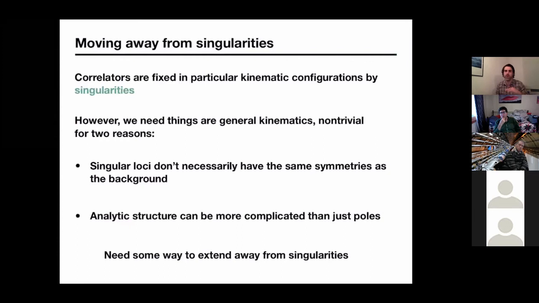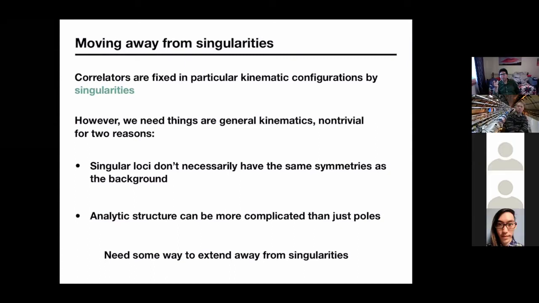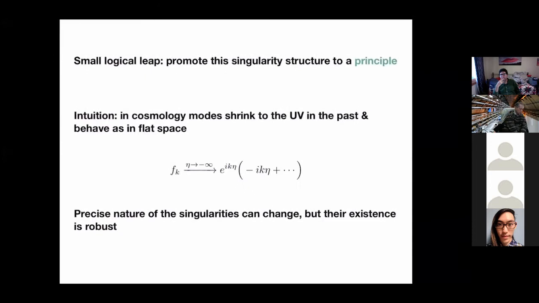Okay. But so far, I've really only told you about some very special loci in kinematic space. Sorry, can I ask about the intuition? Sure. In de Sitter, should I be thinking of these singularities as arising from the region where these points are going very far into the past?